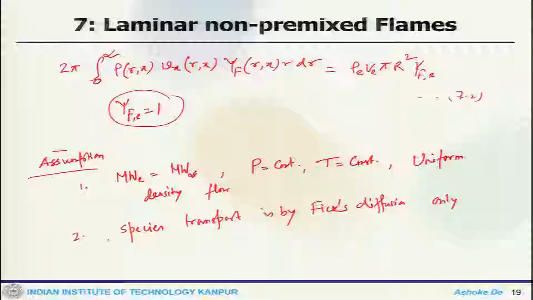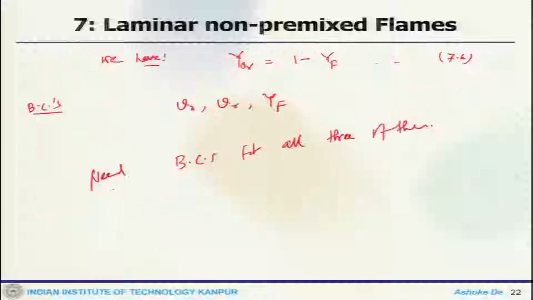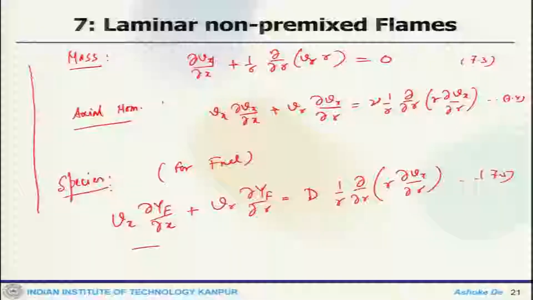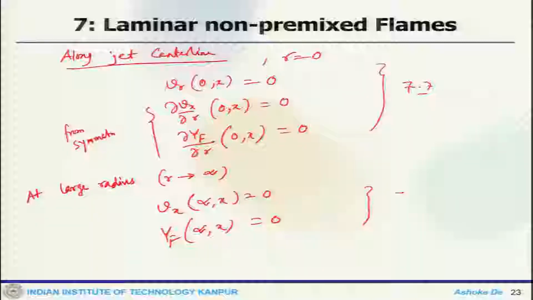we got to the conservation laws of mass, axial momentum, species, and then we have one from the oxidizer, and then we note down the boundary condition.